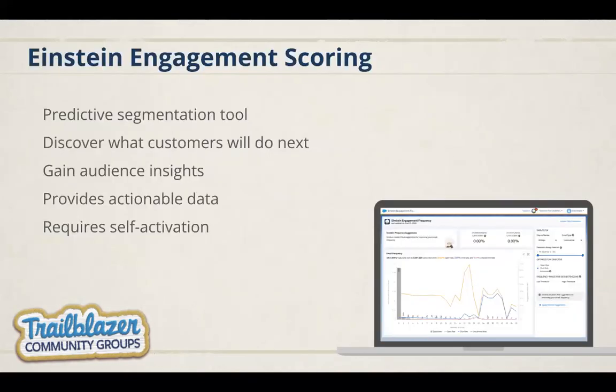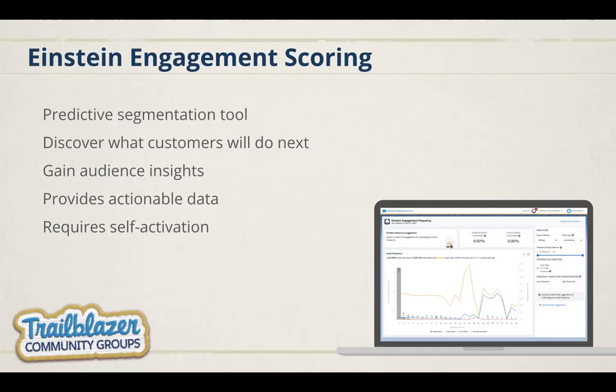So let's now take a look at Einstein engagement scoring. Einstein engagement scoring is a predictive segmentation tool for Marketing Cloud that predicts how your audience is going to engage with your email marketing campaigns and programs over the next 14 days. Once you can predict what an individual will do, you can segment your target audience and personalize content to be more relevant and effective.